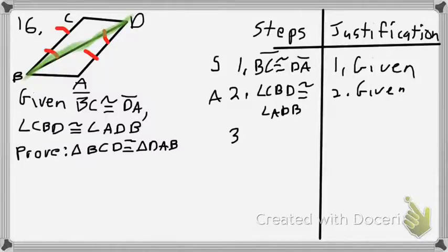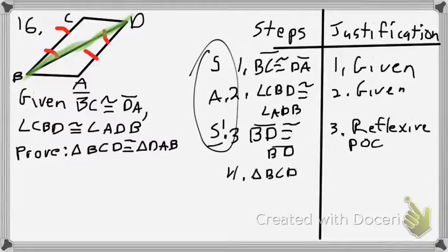If we picked these two sides right here, CD and AB, that wouldn't matter, because proving those congruent is irrelevant; we need the two sides and the included angle. So we need to show that BD is that second side for both. That's pretty straightforward, because we know that BD is congruent to BD, and that's the reflexive property of congruence. That gives us side, angle, side. And we're done.